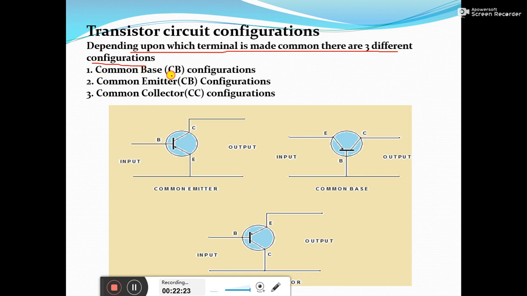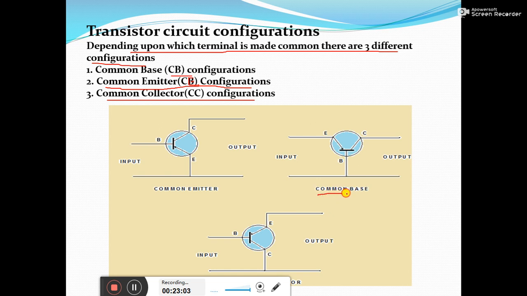Common base, where the base terminal is made common between both input and output side, and common emitter configuration, where the emitter terminal is made common between both input and output side, and common collector, where the collector terminal is made common between the input and output side. So in your examination, if you are asked to write only the transistor configurations, then you have to mention these configurations, and you are supposed to draw these 3 configurations. So we shall see these.